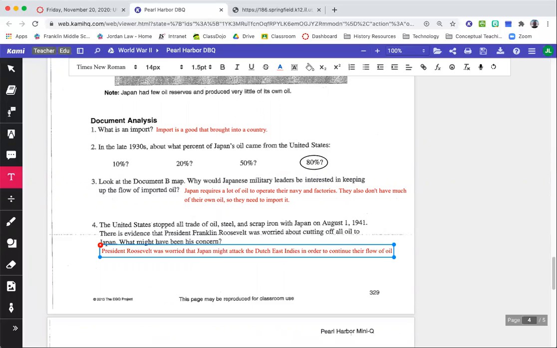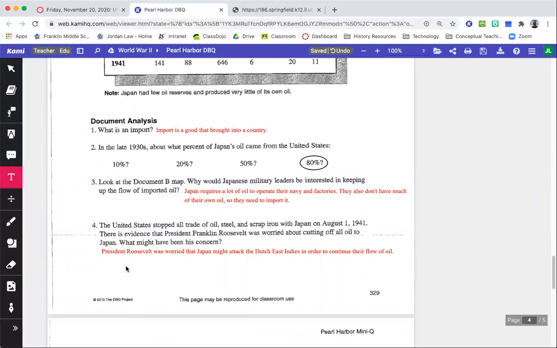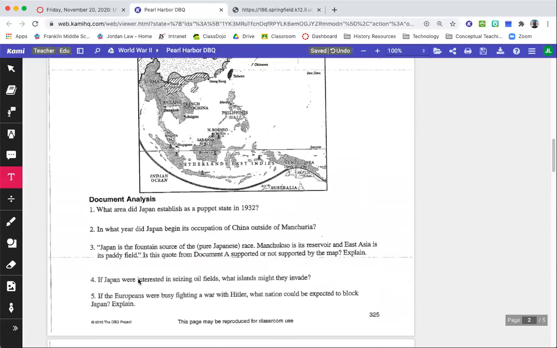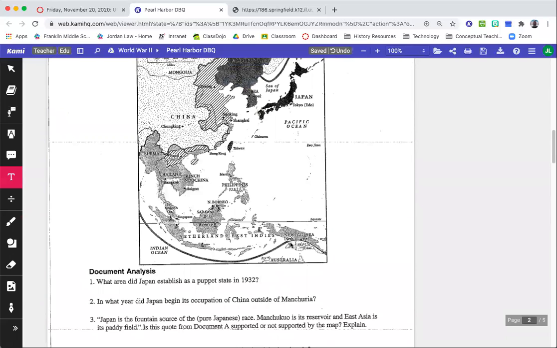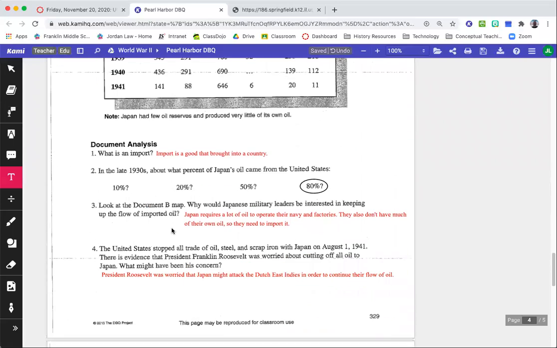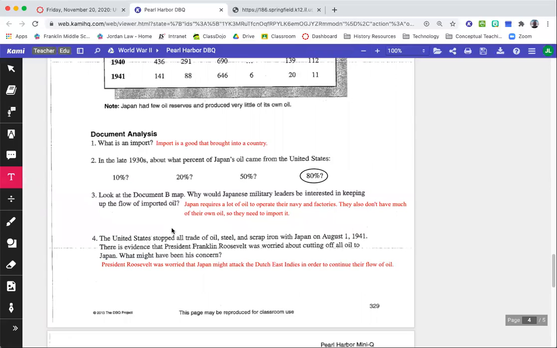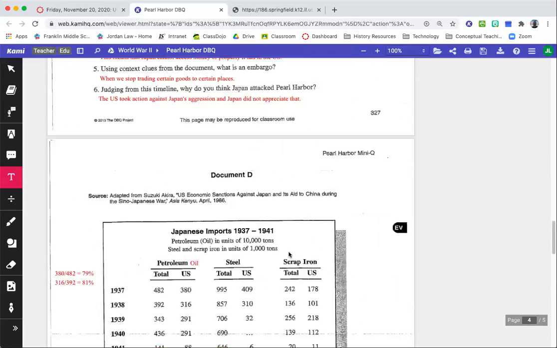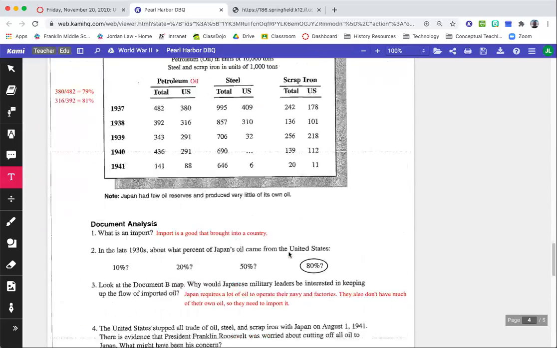All right, and President Roosevelt would actually be correct on this. They would eventually take over the Dutch East Indies in early 1942. So he was definitely correct being worried about this, because this does end up happening. Again, they go down here and they continue to expand, and they take over the Dutch East Indies to get their oil back. All right, so that should wrap up document C and document D here.